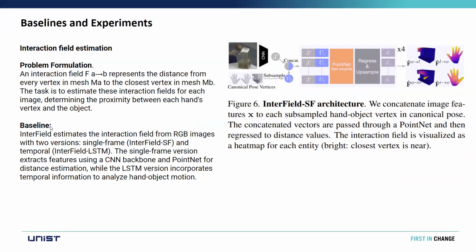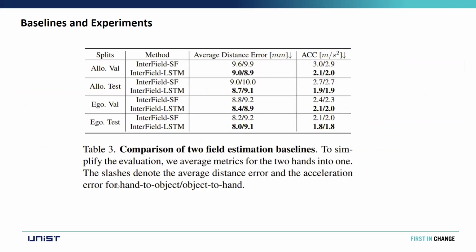So for this baseline task, they propose InterField, which estimates the interaction field from an RGB image with two versions: a single frame InterField and a temporal one, which is an LSTM using recurrent neural networks. The single frame version extracts features using the CNN backbone and PointNet for distance estimation, while the LSTM version incorporates temporal information to analyze the hand-object motion. This is also the baseline experiment that compares the average distance error between the single frame model and the LSTM model. As given here, the LSTM model performs better relative to the single frame CNN architecture. They only compare the two proposed models for interaction field estimation.